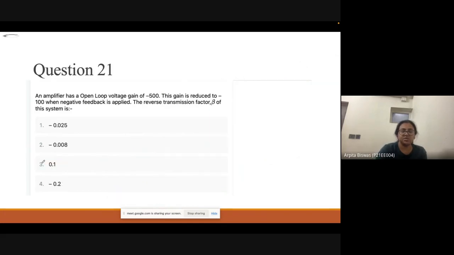Okay. So next move towards question number 21. So this is the last question. Okay. An amplifier has an open loop voltage gain of minus 500. This gain is reduced to minus 100 when negative feedback is applied. The reverse transmission factor beta of the system is. So what is given here? The open loop gain is given and the reduced factor is also given. We have to find out the value of beta. So try to solve the question.